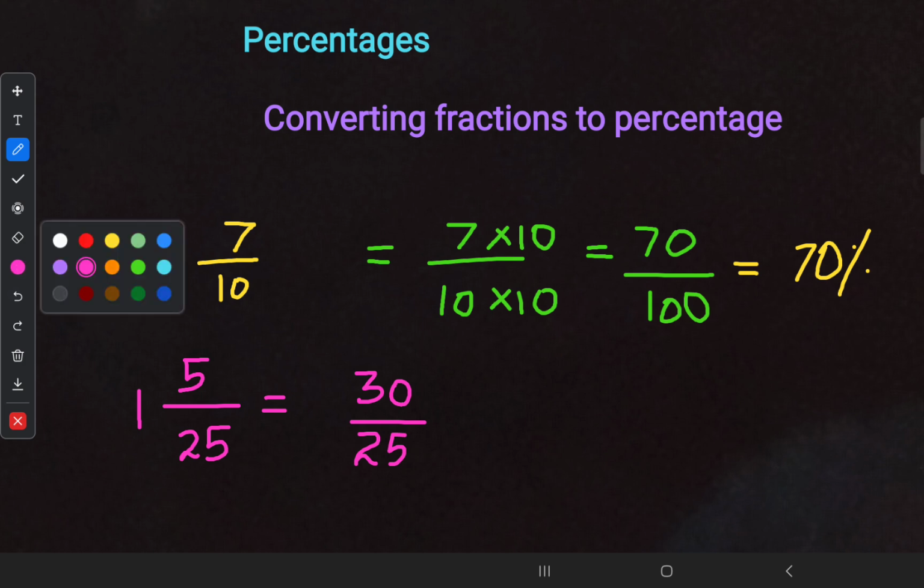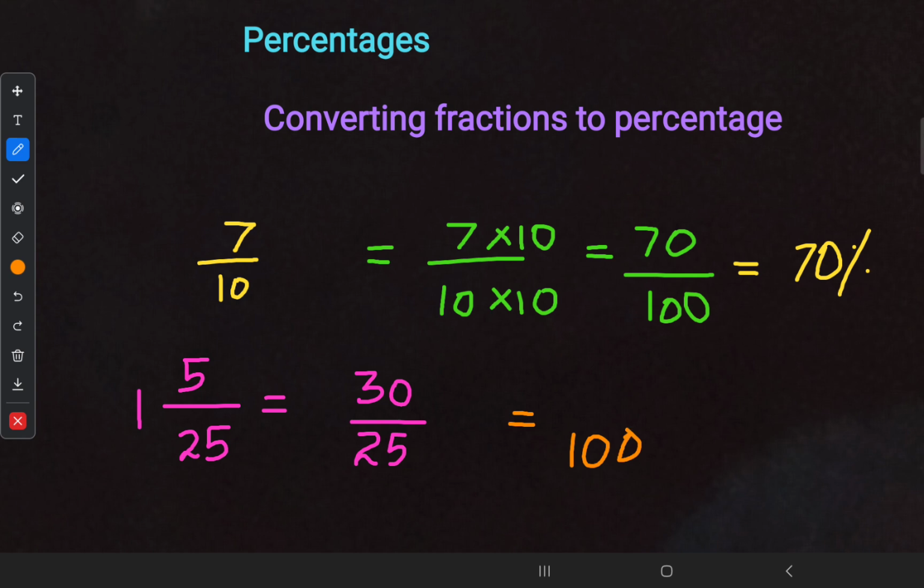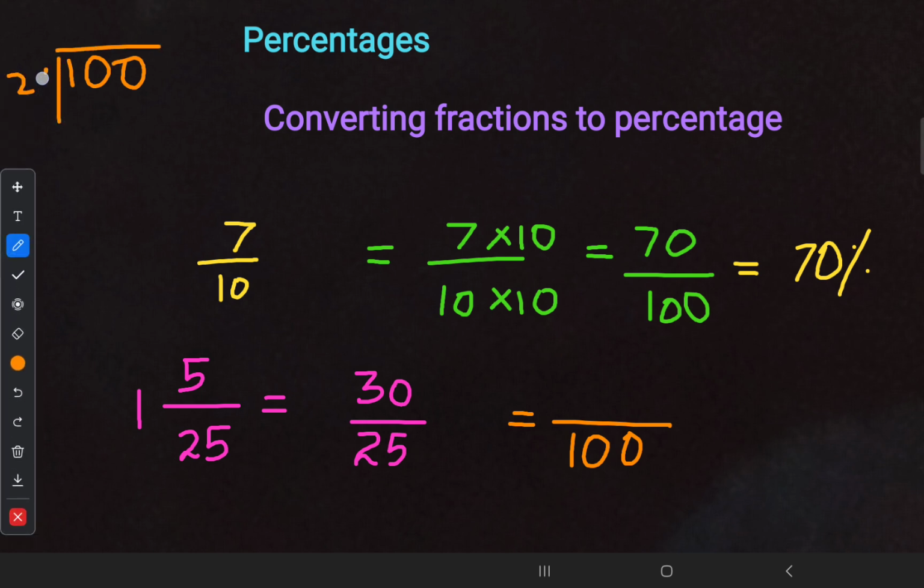No need to worry about this 30. Our full concentration is on the denominator, the 25. How will 25 become 100? To find that, you should find the particular multiplicand you should use. So divide 100 by 25. That will give you 4. 4 25s are 100.